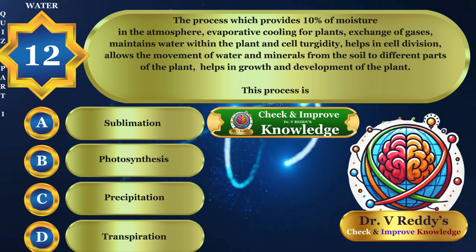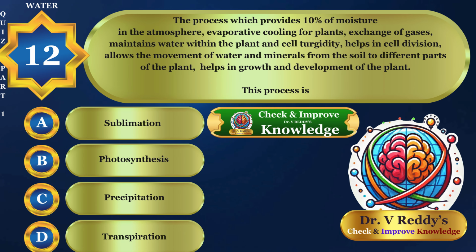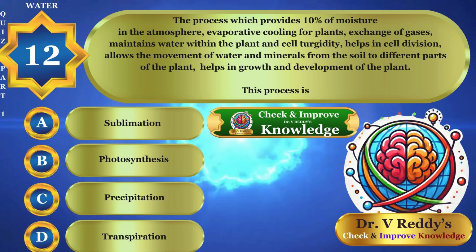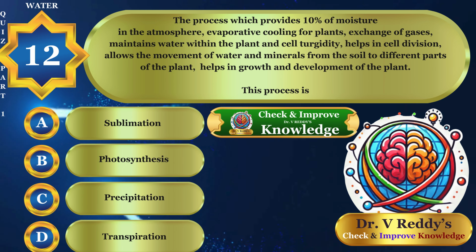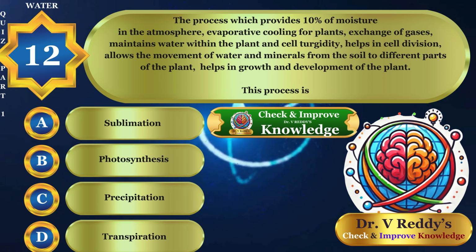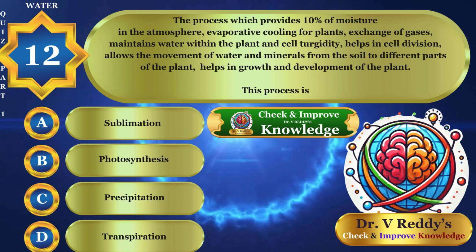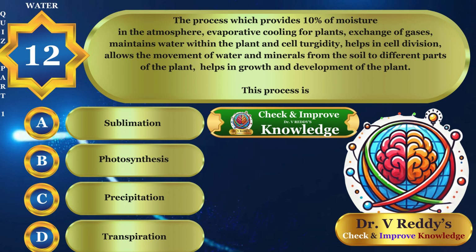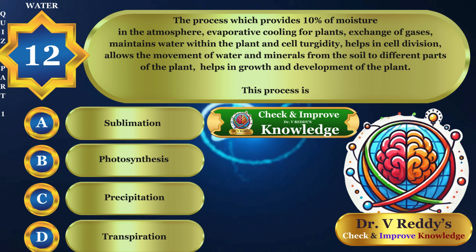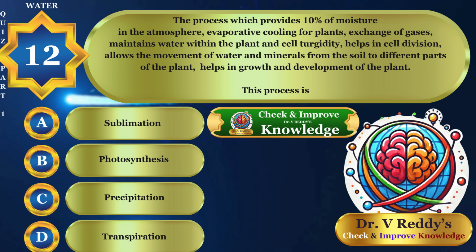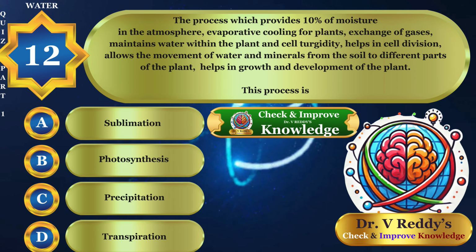12. The process which provides 10% of moisture in the atmosphere, evaporative cooling for plants, exchange of gases, maintains water within the plant and cell turgidity, helps in cell division, allows the movement of water and minerals from the soil to different parts of the plant, helps in growth and development of the plant. This process is A. Sublimation, B. Photosynthesis, C. Precipitation, D. Transpiration.